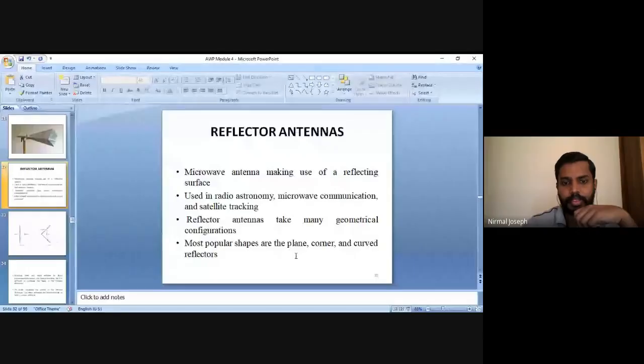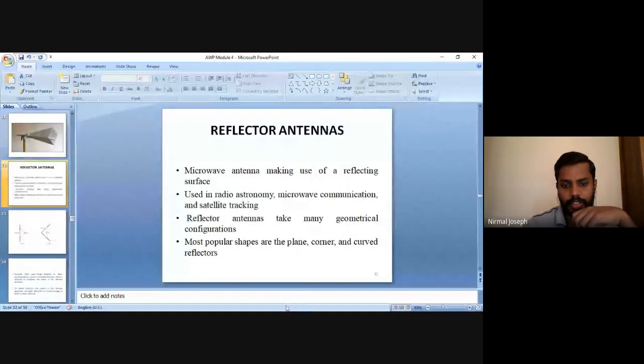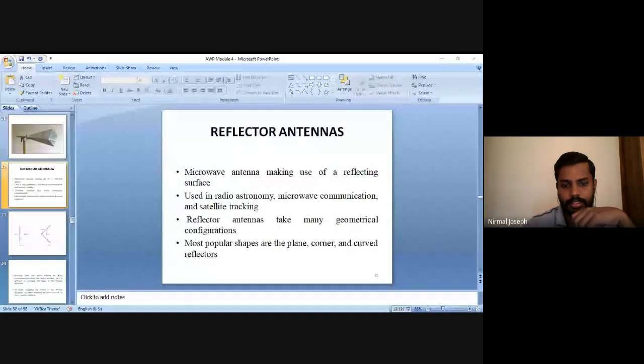Okay, so we start from where we left off in the last class. We are discussing reflector antennas. So I'll just do the presentation. We stopped here only, reflector antennas. Okay, so we will continue from here.